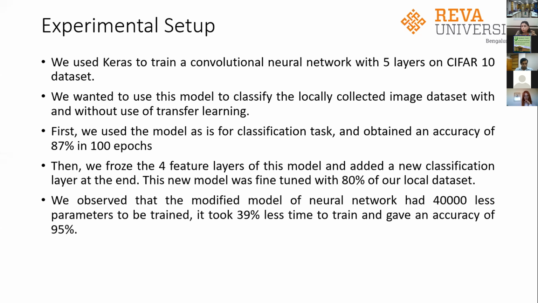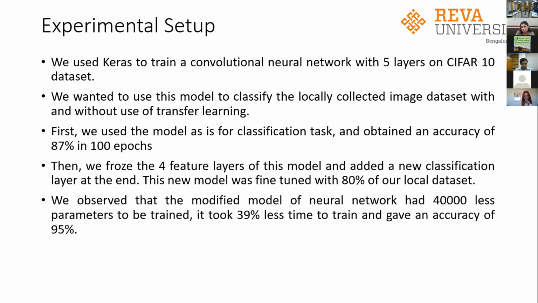On top of these 4 feature layers, we coded SVM as the last classifier. And then when we showed our smaller data set, the local images, the accuracy that we got was around 95 to 96%. And the training time was reduced by 39%.